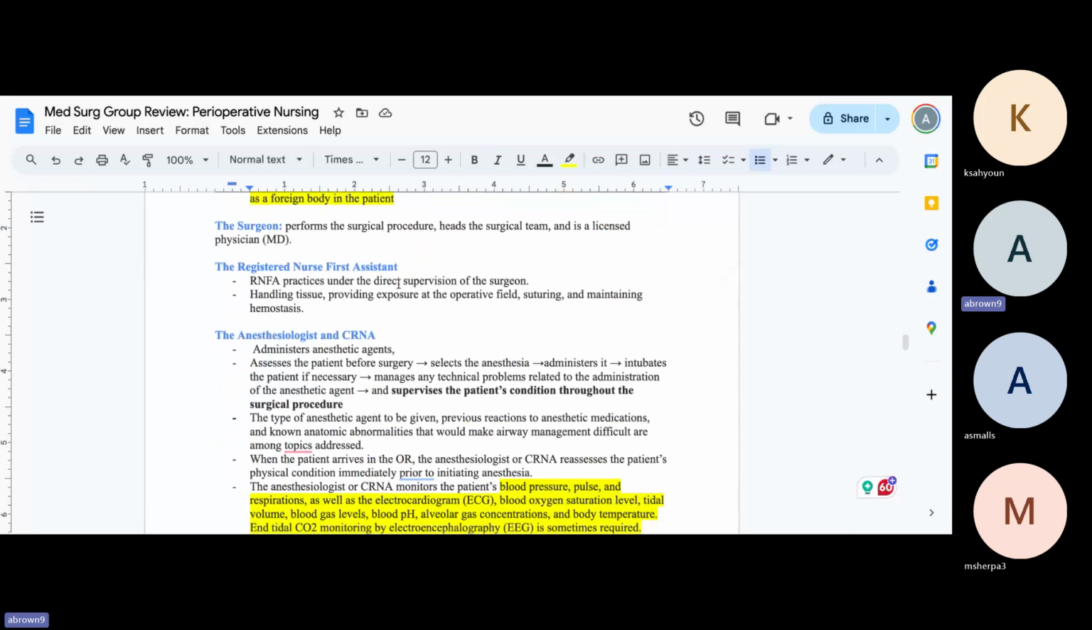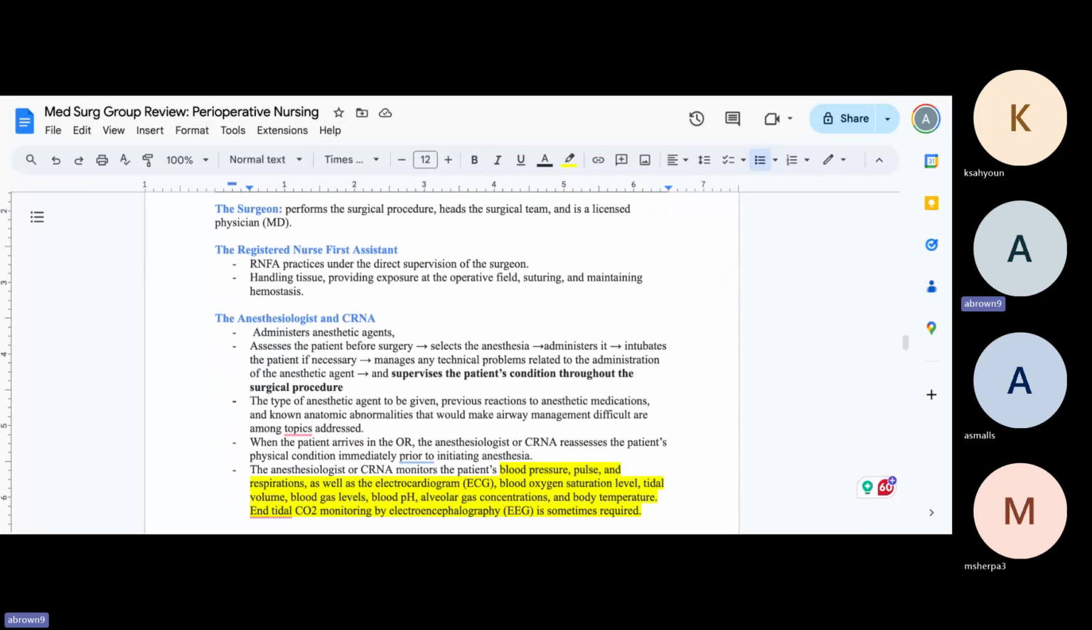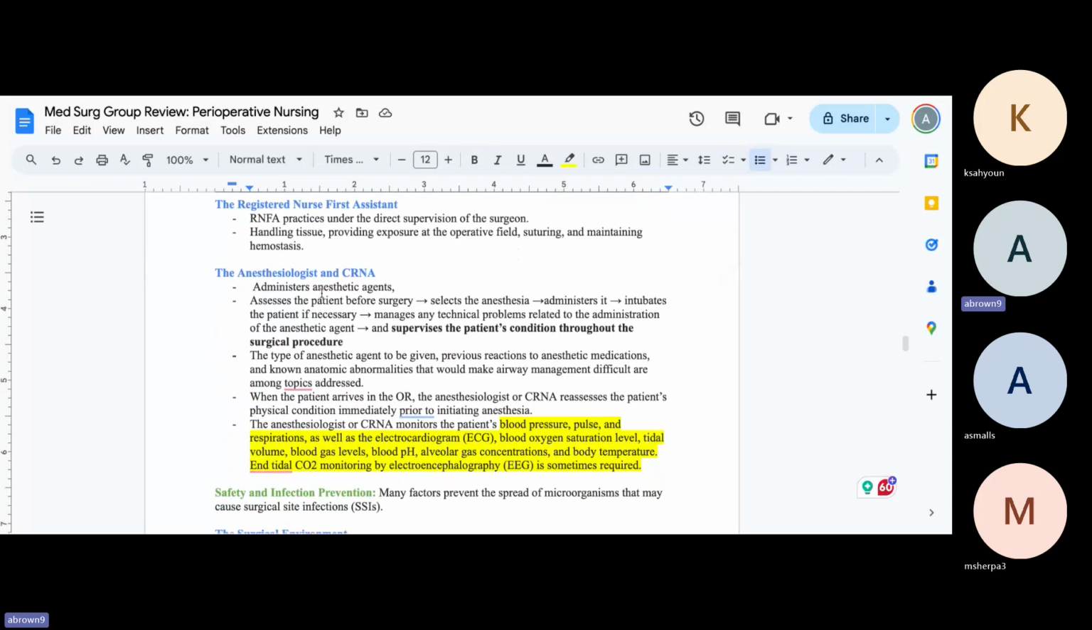Yeah. The surgeon performs the surgical procedure, heads the surgical team, and is a licensed physician. The registered nurse first assistant practices under the direct supervision of the surgeon. They're handling tissue, providing exposure at the operative field, suturing and maintaining hemostasis.